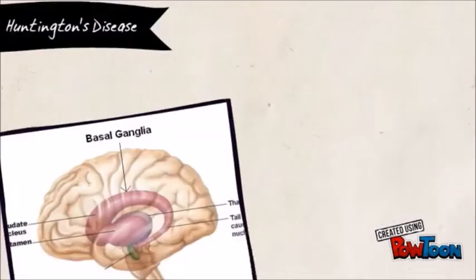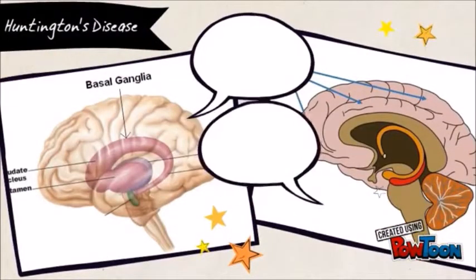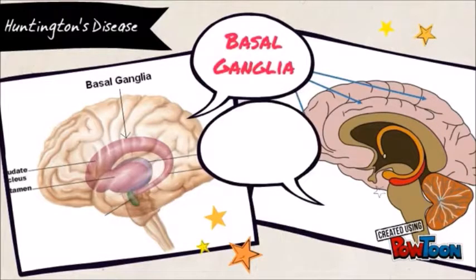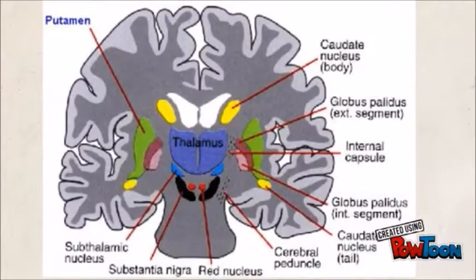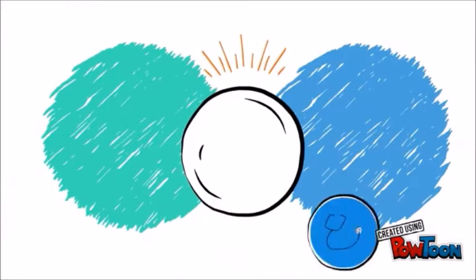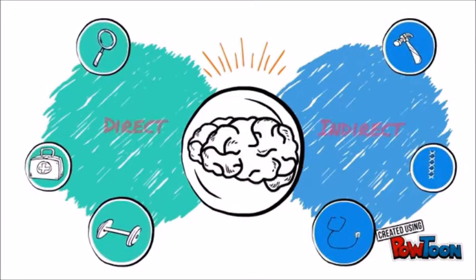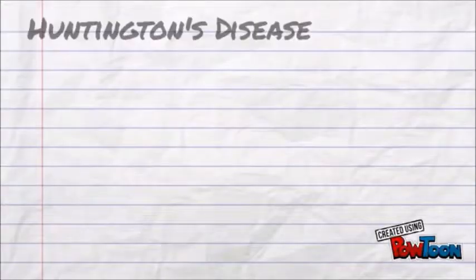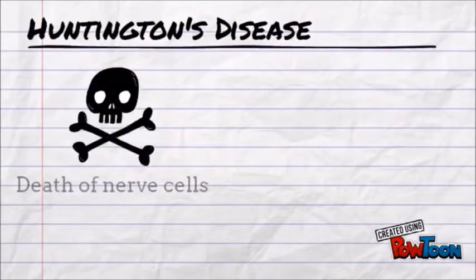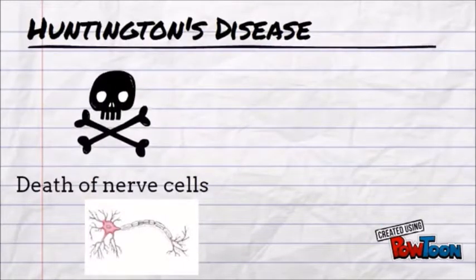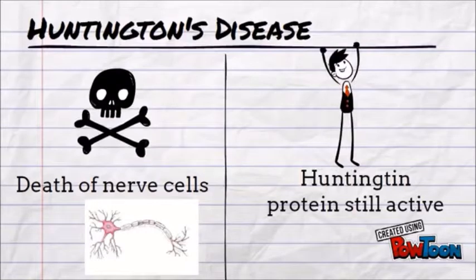Huntington disease affects the basal ganglia and the cortex. The striatum is the part of the basal ganglia that is most affected. It is made up of the caudate and the putamen. The motor cortex is the section which coordinates with the striatum, forming two pathways, direct and indirect. Huntington disease causes the death of nerve cells only, even though the Huntington protein is active throughout the body.